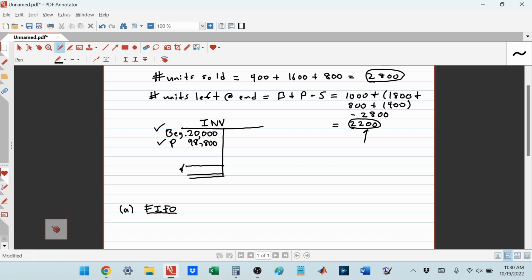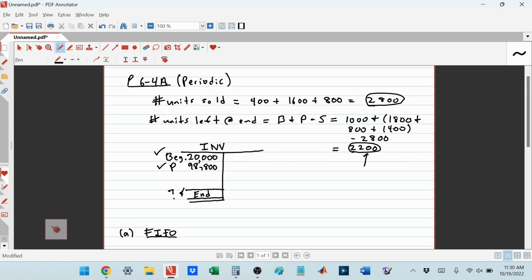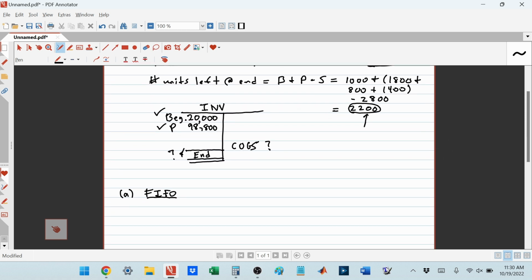That dollar value depends on what method we use. FIFO, LIFO, or weighted average. So ending, we don't know. Put a question mark. And we also don't know for those units that were sold, these 2,800 units that were sold, we don't know what those units originally cost us. We're going to estimate that. That's the cost of goods sold. That's over here. Depending on what method we use, FIFO, LIFO, or weighted average, we'll get a different estimate for cost of goods sold. So conceptually, this is what we're trying to do. We're given the two things here, and we're trying to estimate this and this using either FIFO, LIFO, or weighted average.